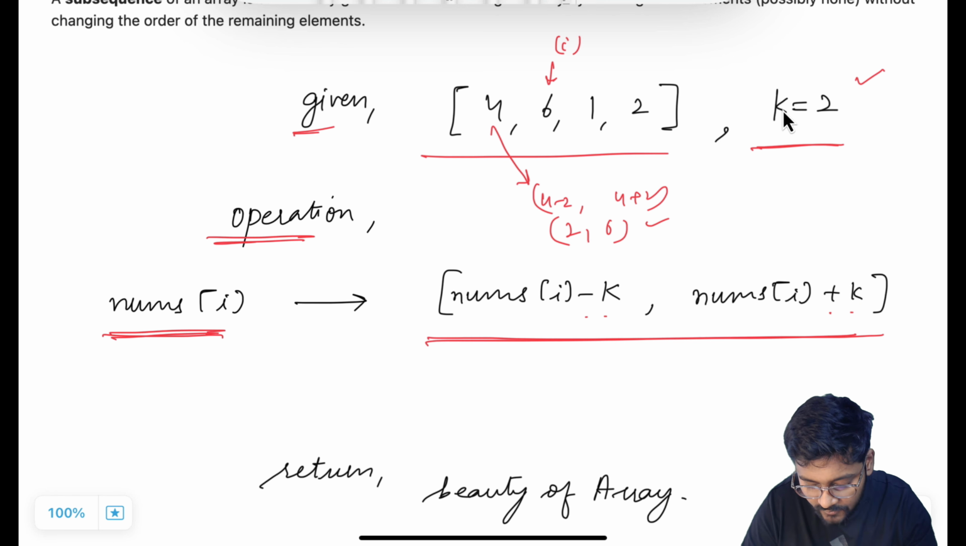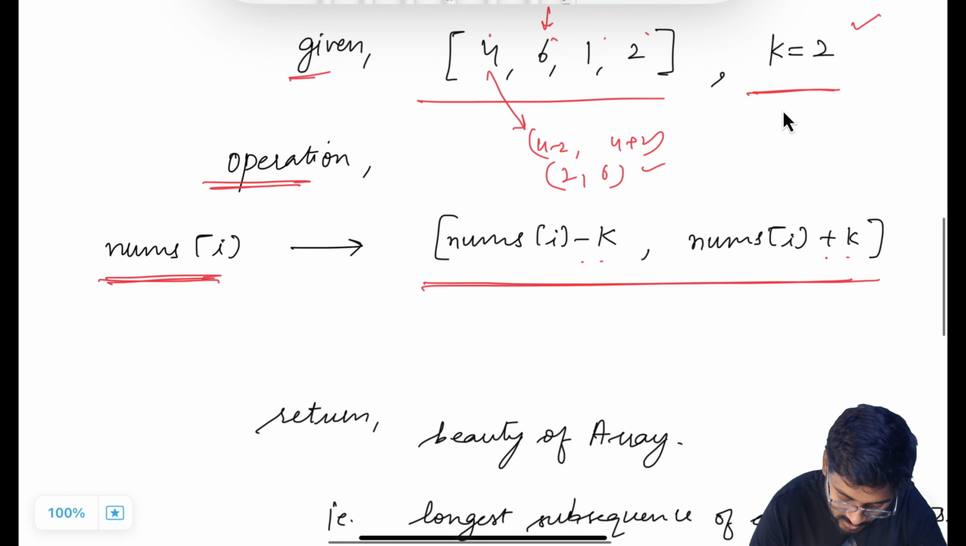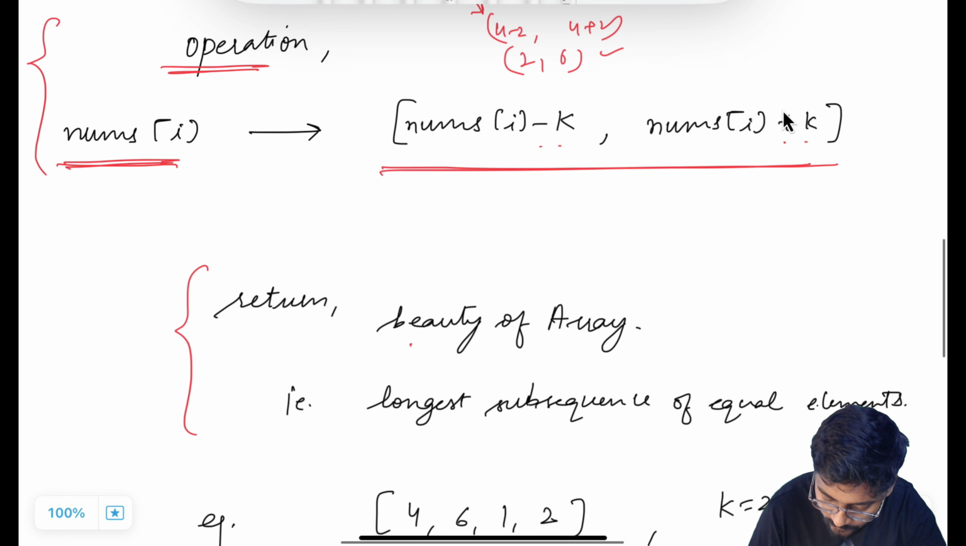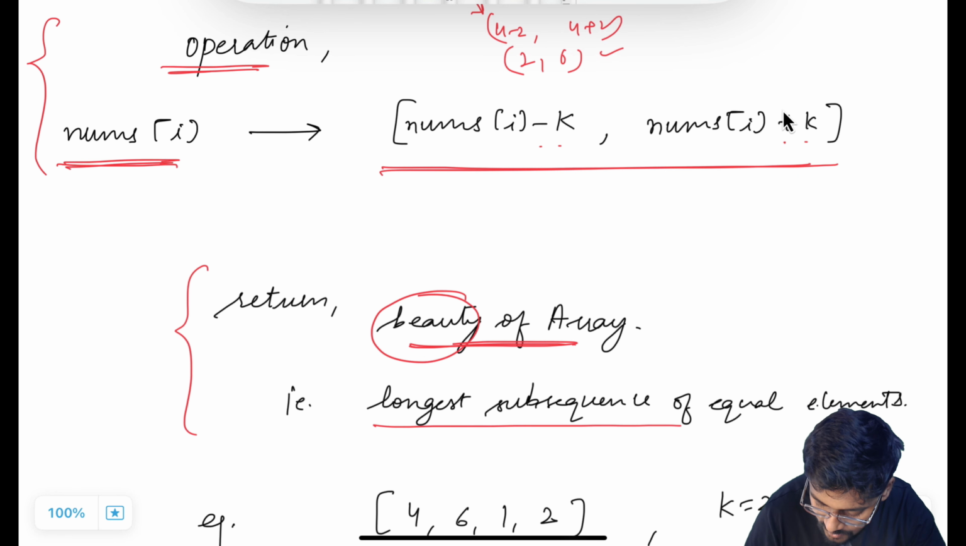And these operations can only be applied once per index. For each index, I can apply it only one time. So one time on 4, one time on 6, one time on 1, and one time on 2. Like this. Once you have applied the operations, you need to return the beauty of the array. And what is the beauty? Beauty is the length of the longest subsequence of equal elements.